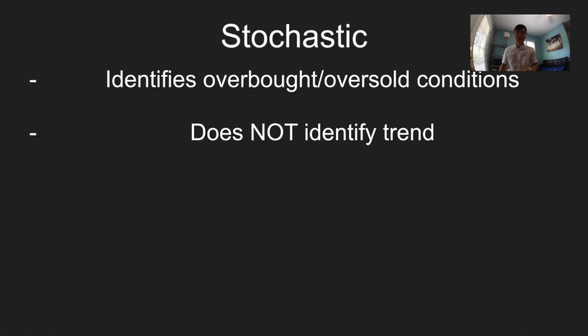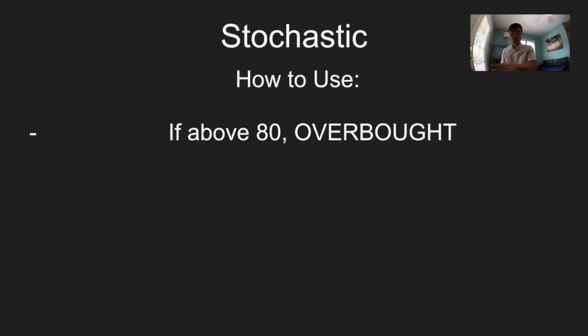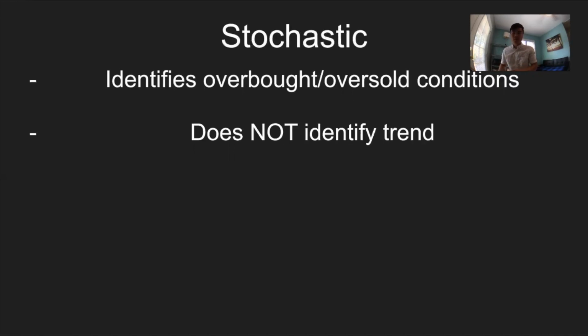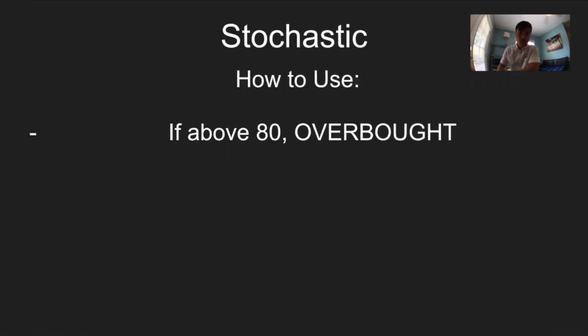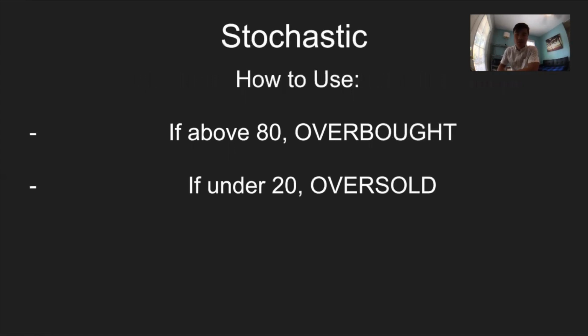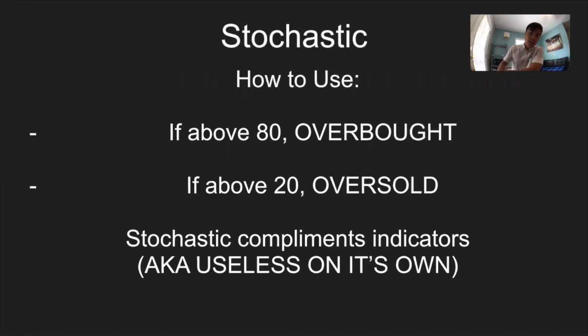It does not identify the trend, which is why it's basically useless on its own, but that's why it's also useful when you use it with other indicators. So the way you use it, if you see the lines above 80, it means overbought. If it's under 20, it's oversold. Stochastic complements other indicators. Like I just said, never use it without any other confirmations.